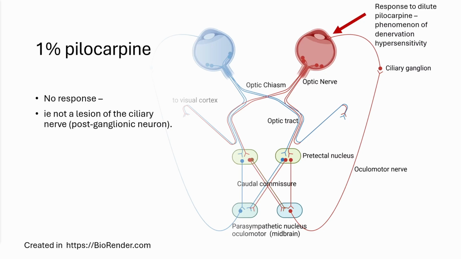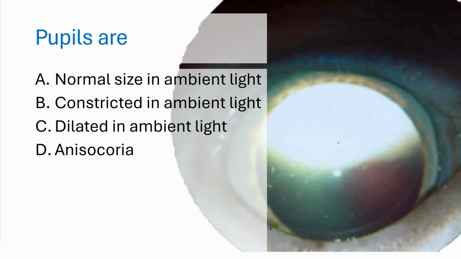So how do we describe these pupils? Are they normal, constricted, dilated, or do they have anisocoria? Do they have uneven size? This is his pupil here. You can actually see right back in the back of the eye, even without much magnification. Yes, so these are dilated in ambient light.